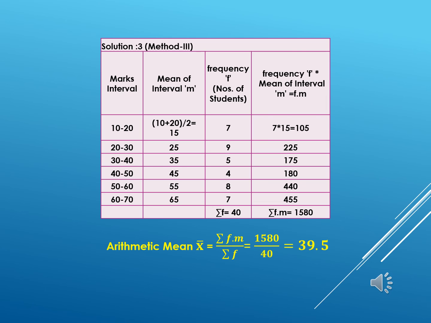So add up all this f into m data, that is 105 plus 225 plus 175 plus 180 plus 440 plus 445, which will be equal to 1580. So arithmetic mean will be summation of f into m divided by summation of f, which is equal to 1580 divided by 40 equal to 39.5. So the arithmetic mean for example 3 solved by the method 3 of the arithmetic mean is 39.5.